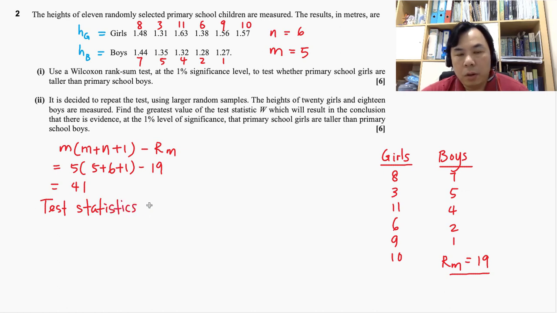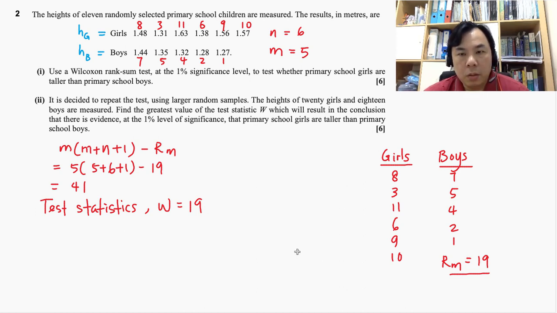So therefore, at this point, we're going to conclude our test statistics as the smaller value between these calculations and the rank itself. So which is 19 here, right? So I hope that is clear at this point.